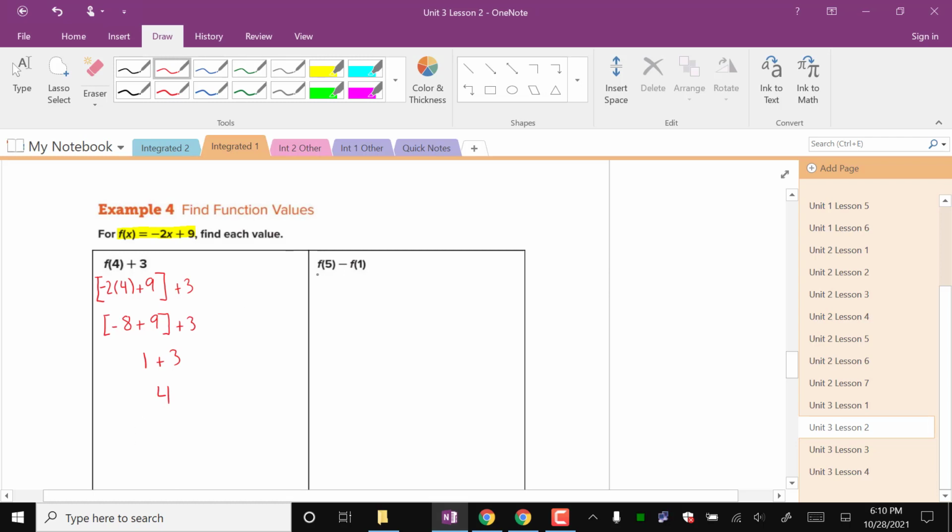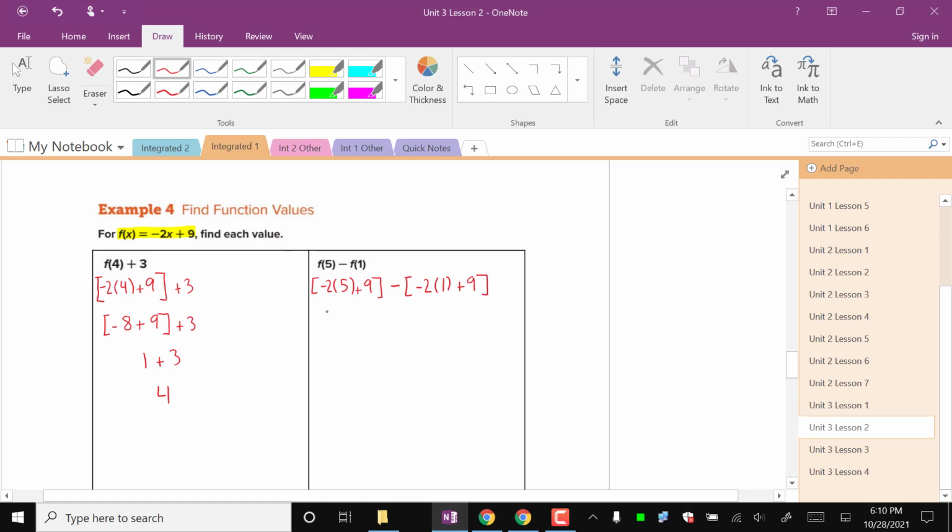Let's take a look at the second one. The second one says, instead of x, you're going to put a 5 in there. And then you're going to subtract from it that same function, but instead of 5, you're going to put 1 in it this time. So negative 2 times 5 plus 9 minus, again, use the same function, negative 2 times 1, because now it's 1, plus 9.